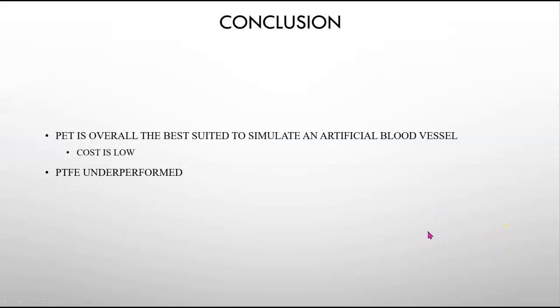So in conclusion, PET is overall the best suited to simulate an artificial blood vessel, and its cost is low at 56 cents per pound. PTFE underperformed, meaning that it is not suited to be an artificial blood vessel because it cannot contract or expand or handle as much as the maximum pressure that it needed to.